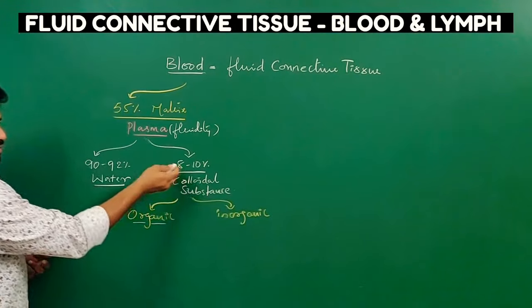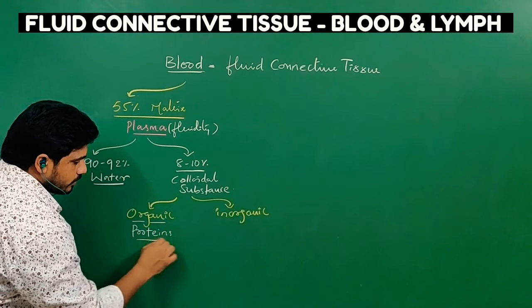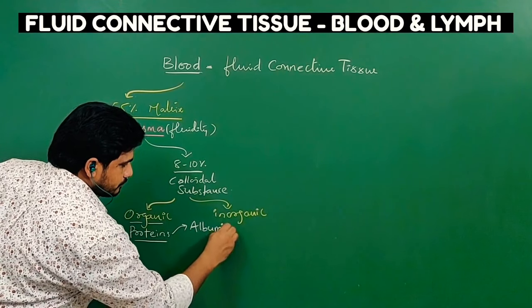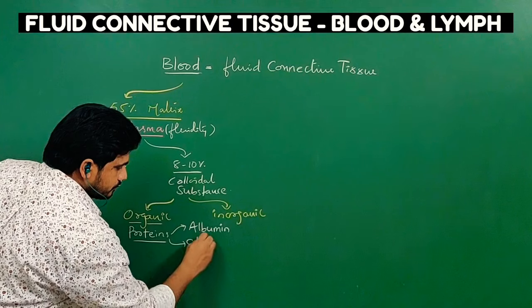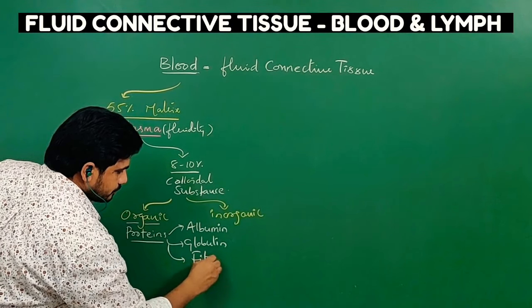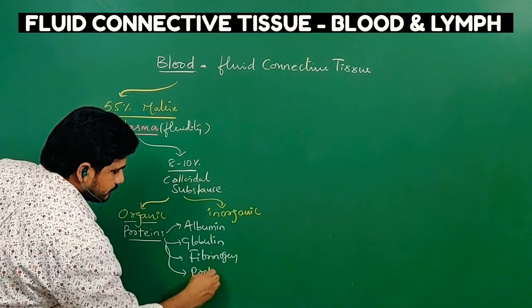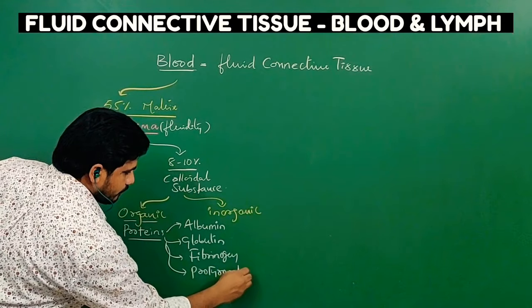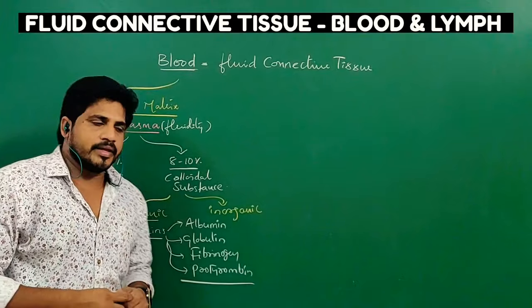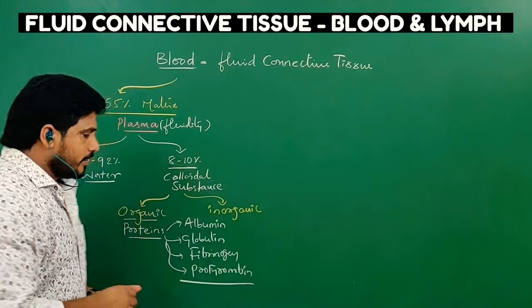Organic part of the plasma is nothing but proteins. Such proteins are albumins, globulins, fibrinogens and prothrombins. These are the four important proteins present inside the plasma. These proteins are also called plasma proteins. Let us see each and every one's role.